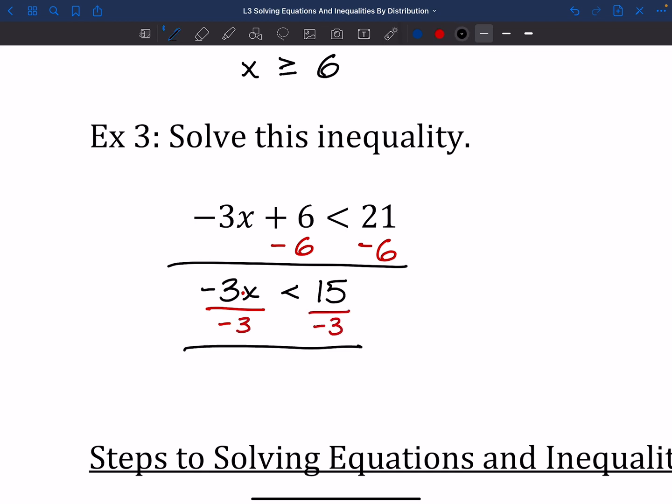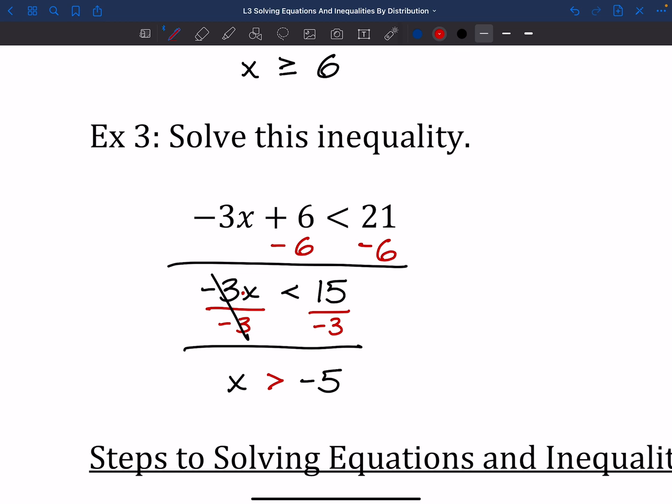All right. When we do that, those negative 3's are gone. We have just x. 15 divided by negative 3 is negative 5. And then this is what I was talking about on the last one, right? Now that we've divided, we got to be real careful. We divided by negative 3. Because that was negative, we need to now flip our sign to face the other direction, right?